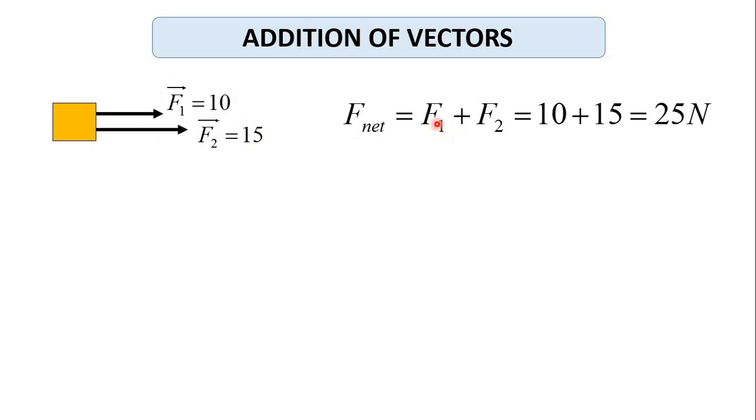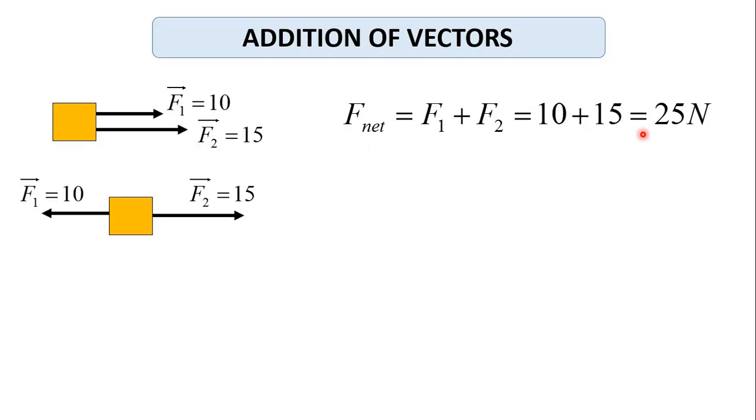Direct addition. You see, addition of magnitudes. We haven't put any arrow symbol also here. It is just addition of magnitudes. 10 plus 15 is equal to 25. That means when vectors are in the same direction, then we will simply add their magnitudes.